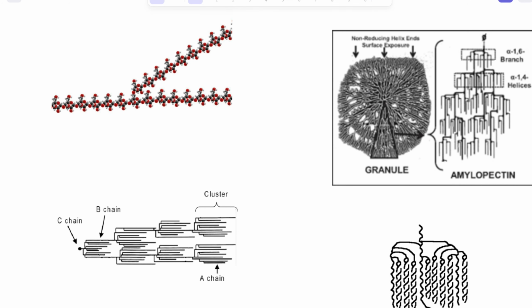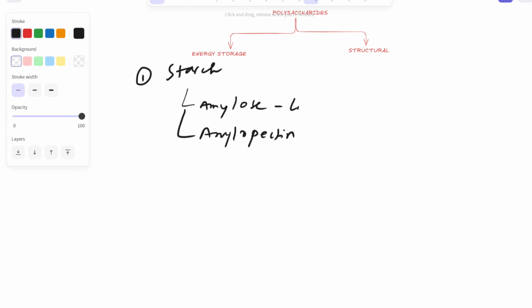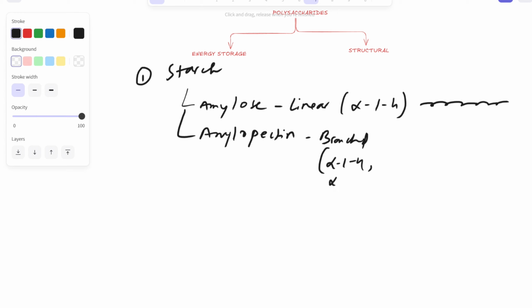Amylopectin, on the other hand, is a highly branched polymer. The main chain has alpha 1,4 linkages, but every 24 to 30 glucose units, an alpha 1,6 linkage creates a branch point. This branching is crucial because it provides multiple ends for enzymes to attack, allowing for rapid glucose release.